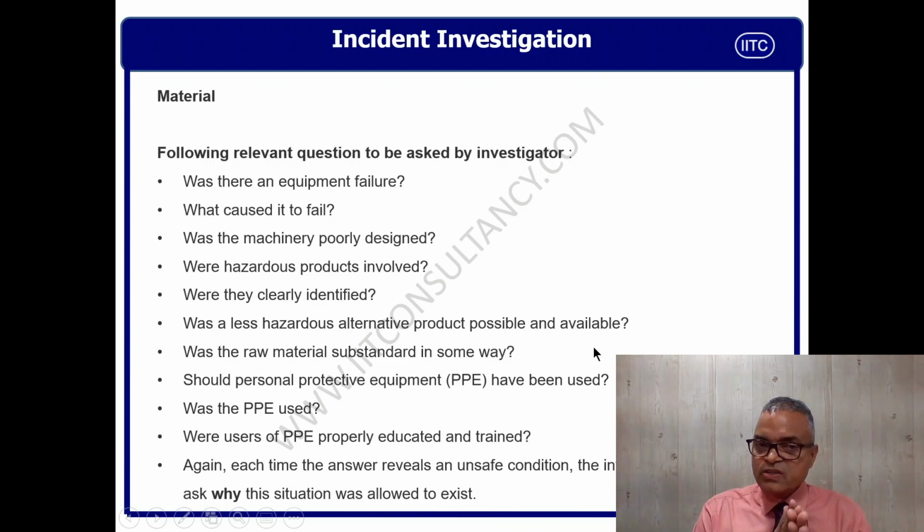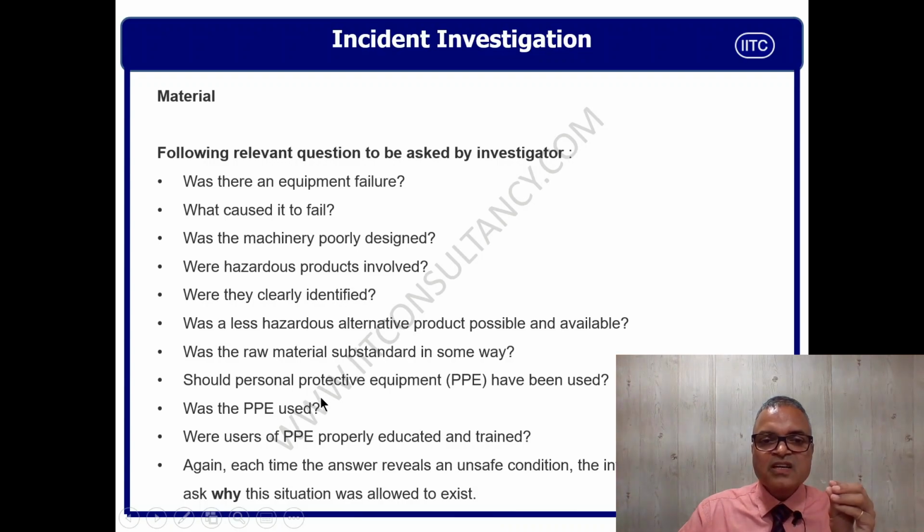We need to identify if there was use of hazardous material, hazardous processes, hazardous equipment, hazardous raw material. Is there any less hazardous product, process, or material available to perform the same activity? Was the raw material substandard in some way? We need to find out whether the raw material was a standard raw material or it was substandard. Because sometimes people take deviation, they use less standard material and there are wrong processes and then there is an accident.